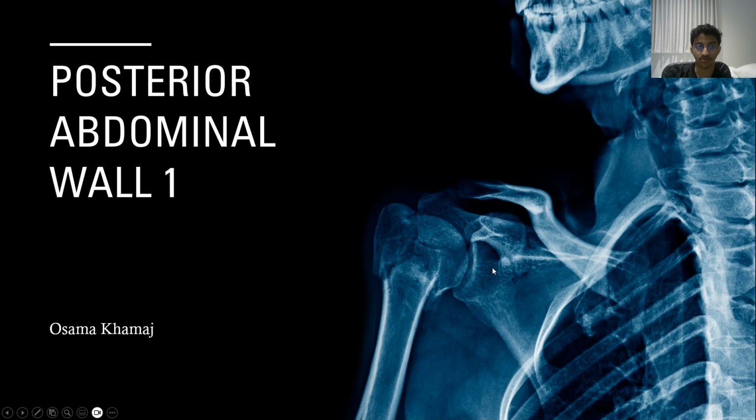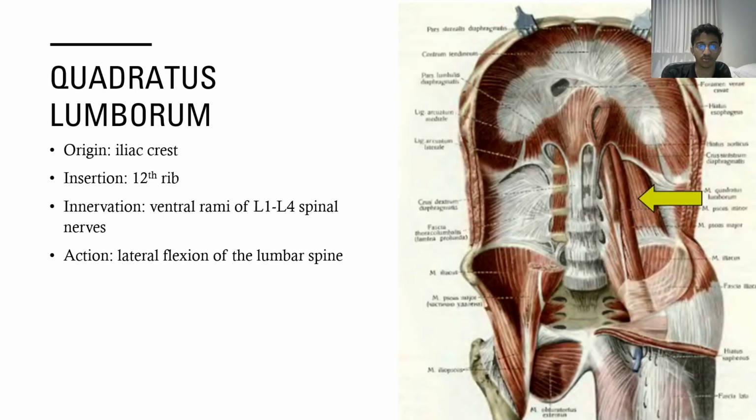Hello everyone, my name is Osama and today I will be discussing the posterior abdominal wall, specifically its muscles and the abdominal portion of the aorta and the inferior vena cava. So let's start with the muscles. This muscle right here is called the quadratus lumborum.